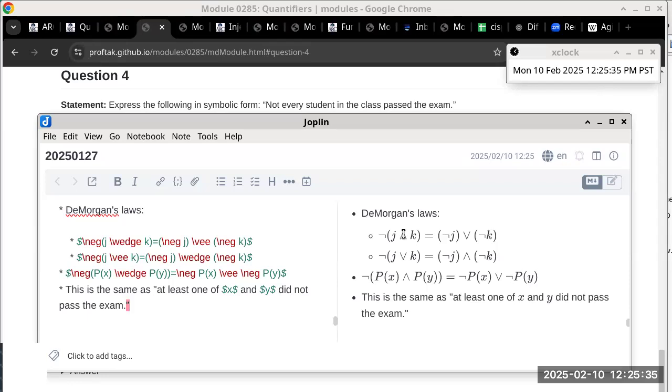Is that okay? I'm talking about the right-hand side of the equality. When you look at the right-hand side of the equality, does that give you the same meaning as saying at least one of these two did not pass the exam? Yep.